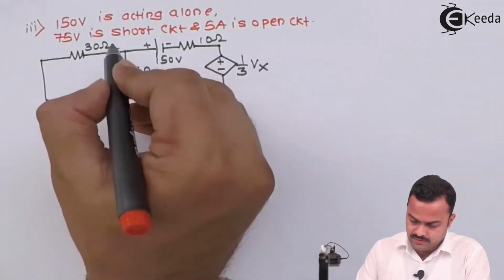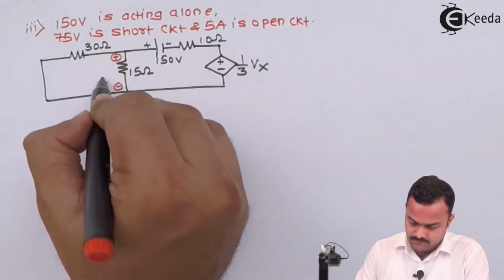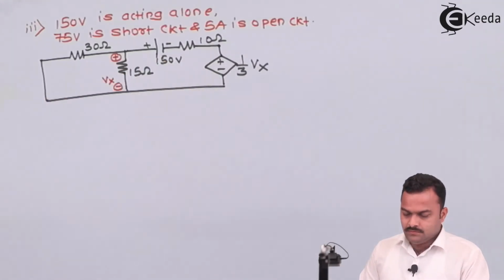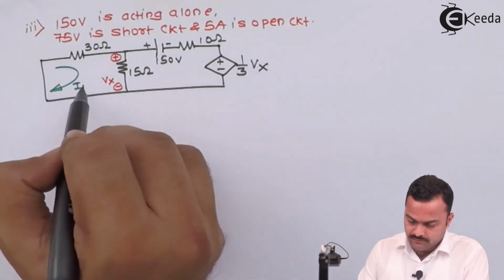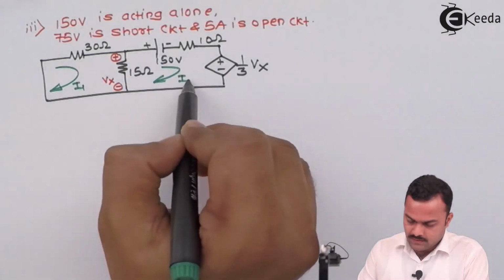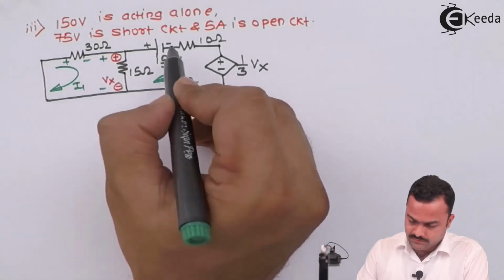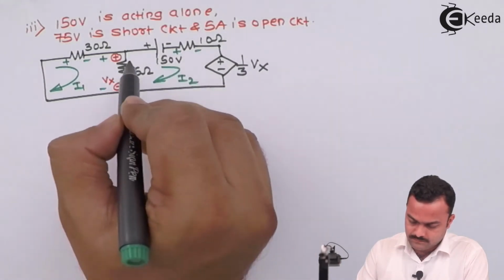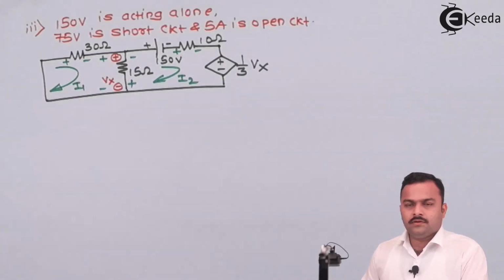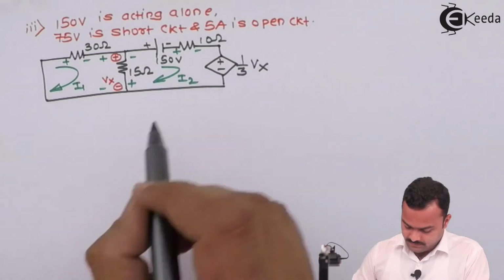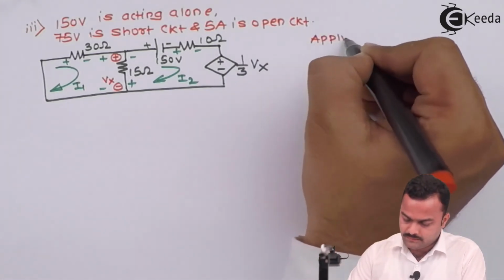And Vx is over here, and so here there are two loops having the currents, say I1, I2. Voltage drops because of these currents are this way. So we are ready to apply KVL to the meshes. So let's apply KVL to mesh 1.